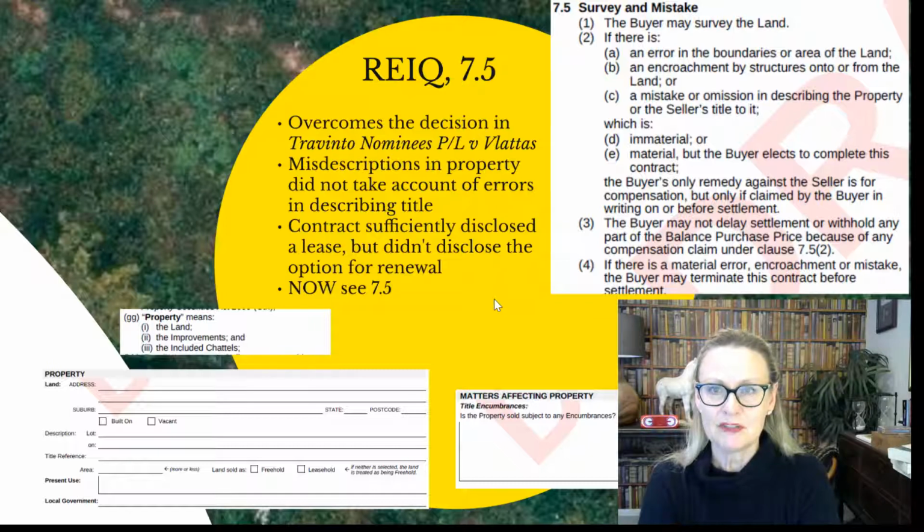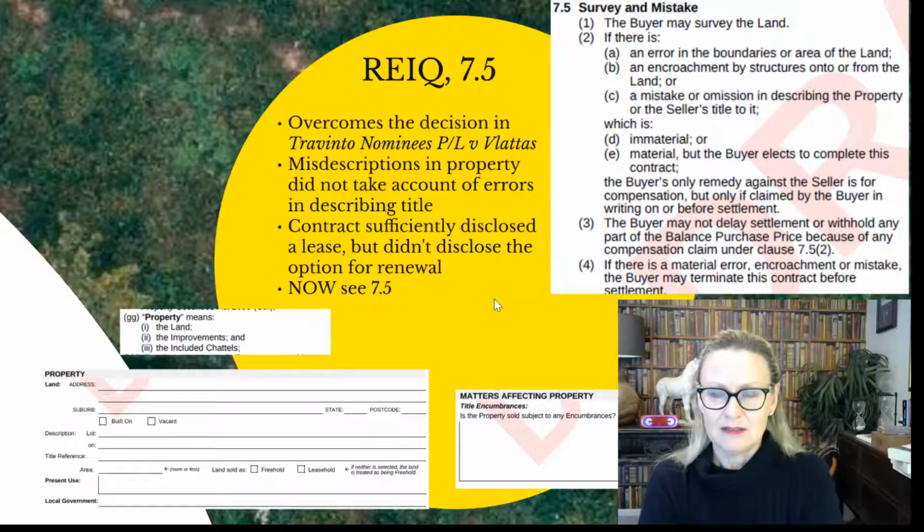But 7.5 sub 2 sub C is specifically designed to get around the decision in Trevinto Nominees and Vlattis, and that was a 1970s case that involved interpretation of a phrase not unlike 7.5 sub 2 sub C, except it just didn't have the last few words in there, so a mistake or omission in describing the property.